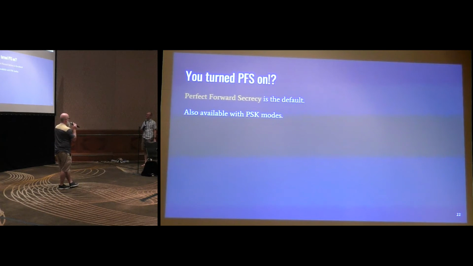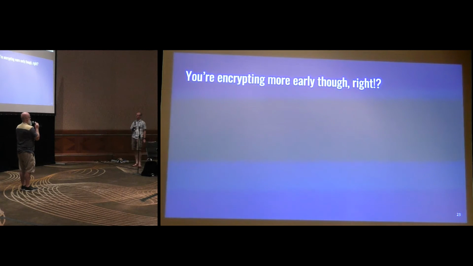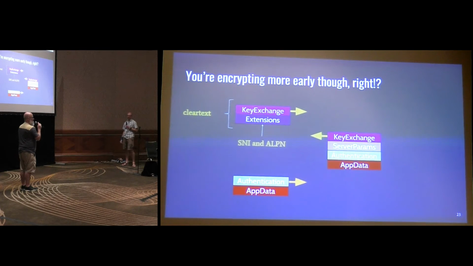And so if you remember when we said the PSK mode, you don't normally get PFS, but you can do it if you include the optional key share. So another thing is, hey, you're encrypting more earlier? So again, this is the four things that the protocol does, right? The first one, obviously, is in clear text. So great, but you got SNI and ALPN in there. That gives you a little indication of maybe what's going on, where the packets are going.